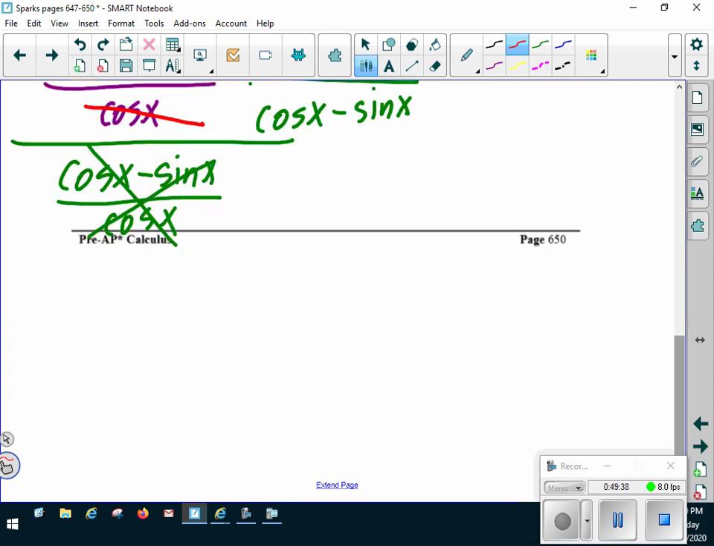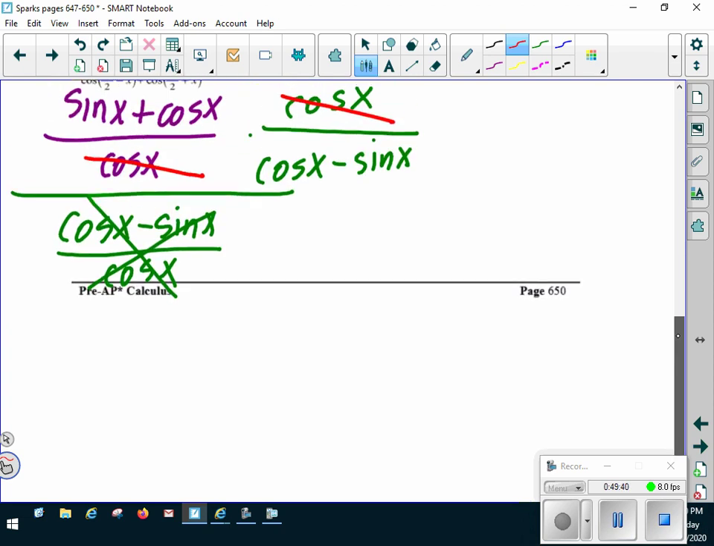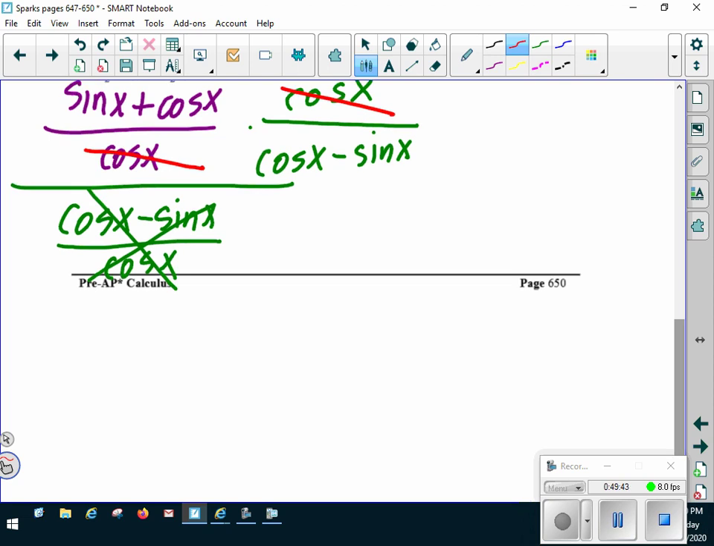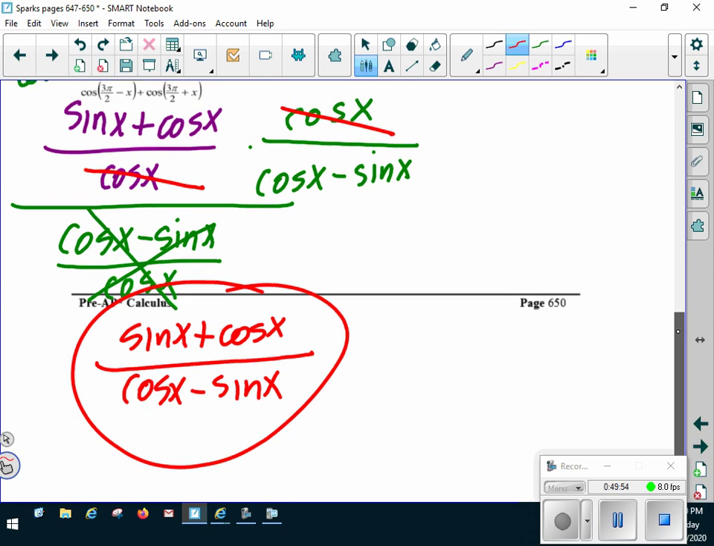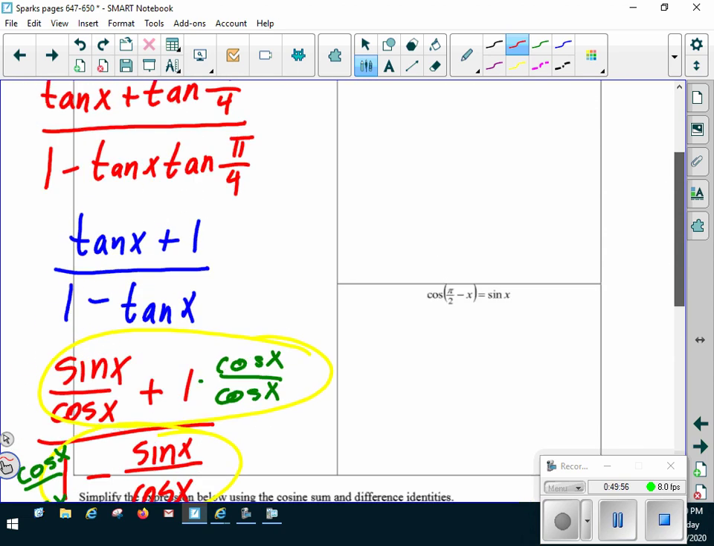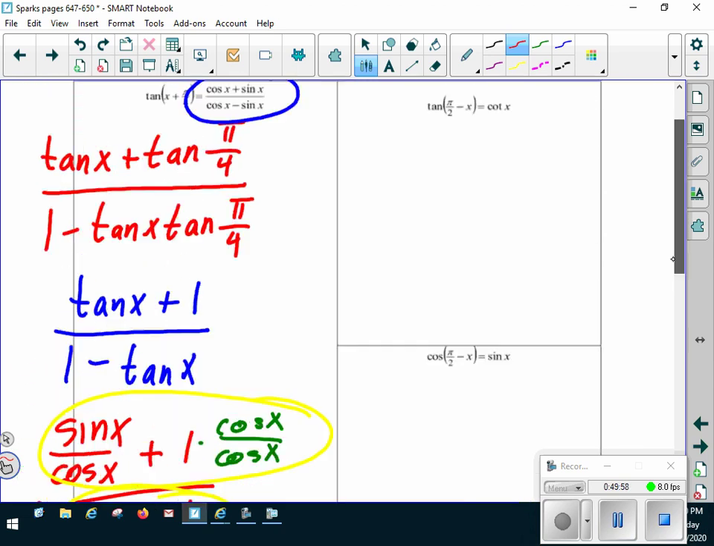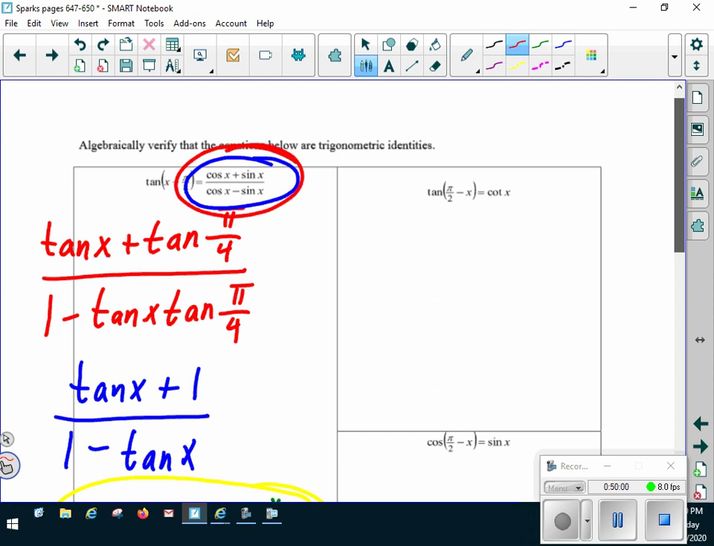Well, we're left with sine x plus cosine x over, and I do believe that's what we were looking for. Dang, we had several steps there, didn't we? I know it's Friday afternoon. I know it's long. I know. Let's go to this one.